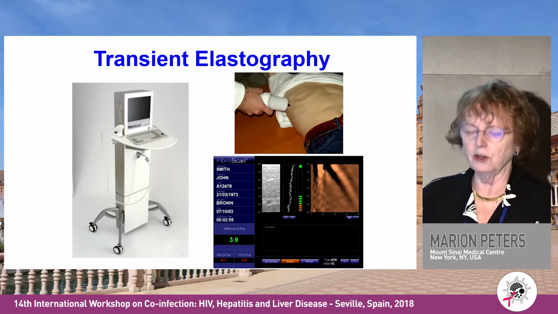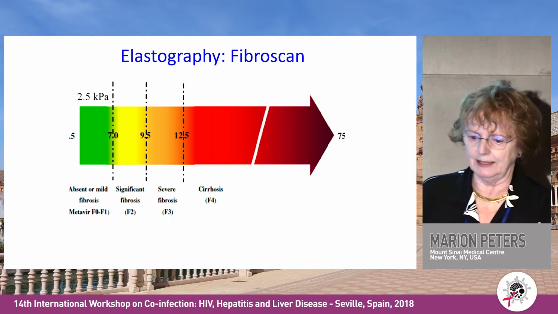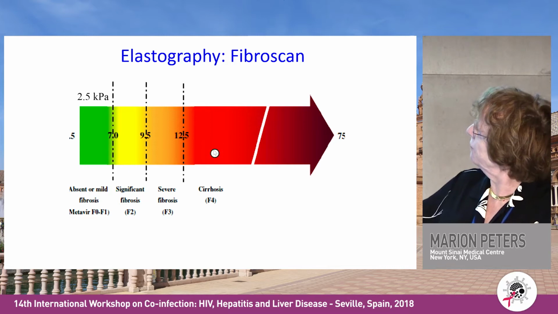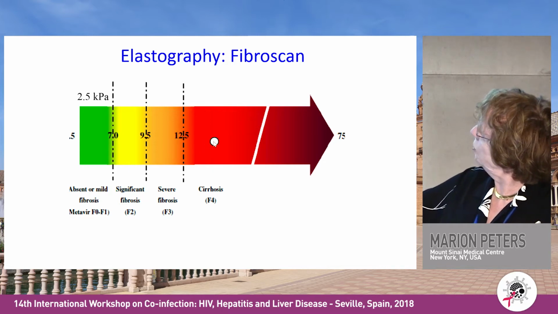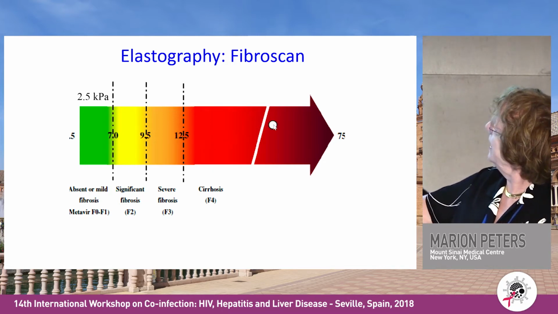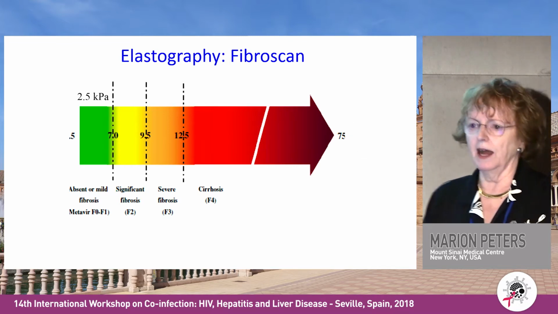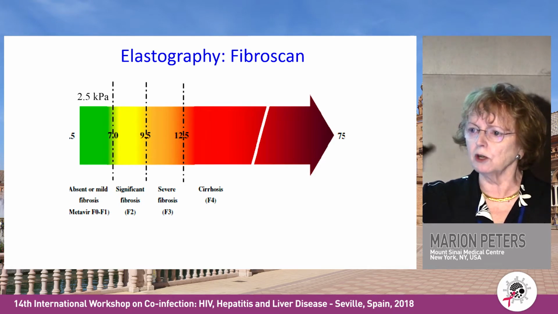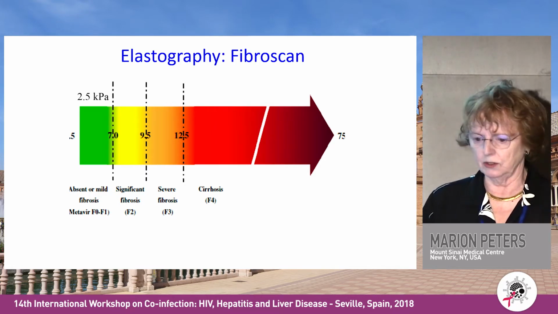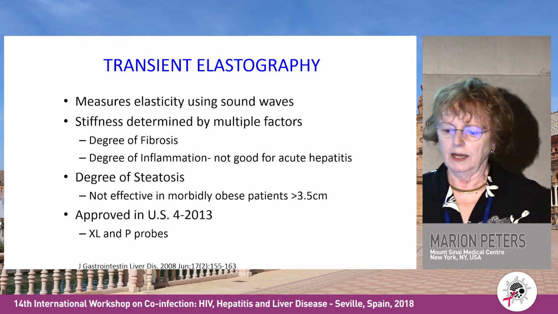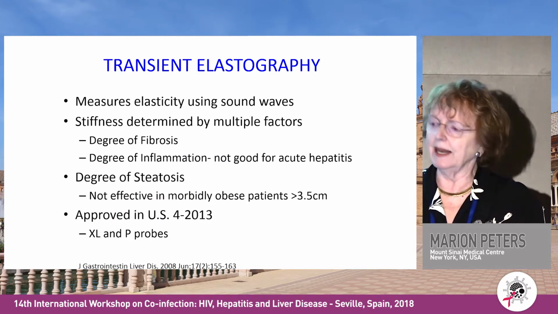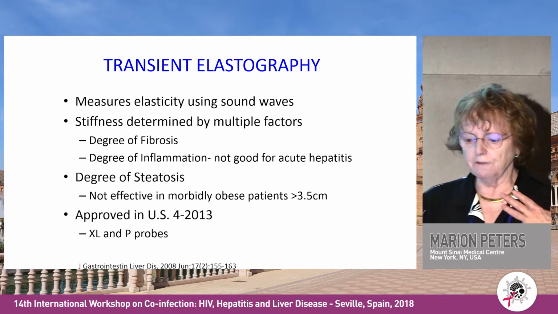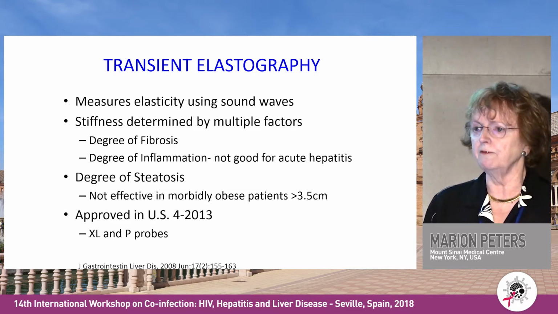You're all familiar with the Fibroscan, transient elastography, and we can't all do biopsy in area of fibrosis, so here you can look with cirrhosis increases up to 75. And I think this is very nice for patients to see. You can have a touch of cirrhosis, you can have a lot of cirrhosis. And it measures elasticity using sound waves.